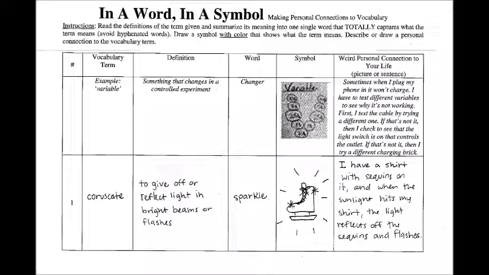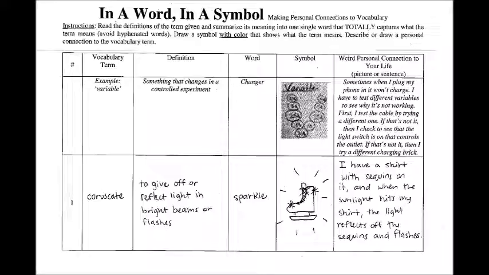I have an example, the example that was in the article, first of all, which was variable, and then the definition is something that changes in a controlled experiment, and the word that is in the example, the summary word, is changer. And then you can kind of see, not very well, but it's the V with the pocket change, like Madison explained. And then the personal connection is about the phone charger and changing the different variables to see what's wrong and why the phone isn't charging.